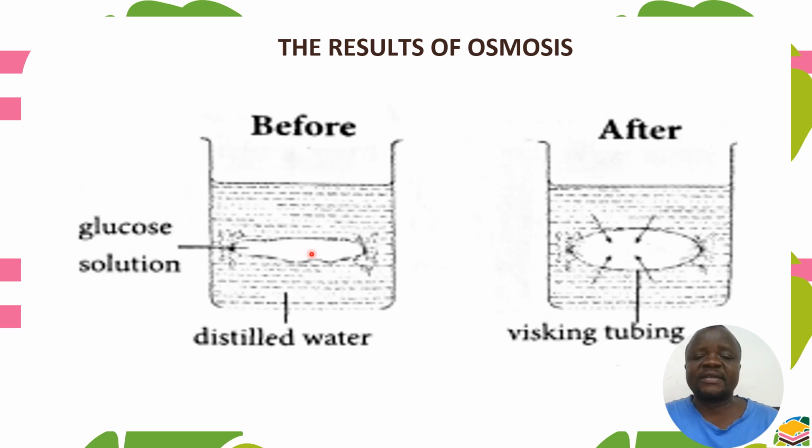Water might have entered. There is sucrose here, which means there is low water concentration in the Visking. So therefore, water enters the Visking and now it bulges. It is expanding, but the best way we say it, it bulges, it swells up. So you can see that the Visking tubing is now swelling up.